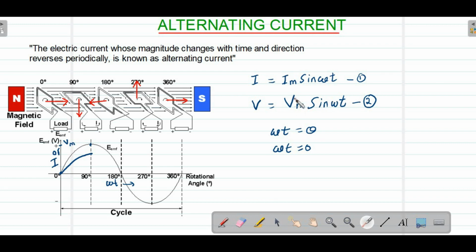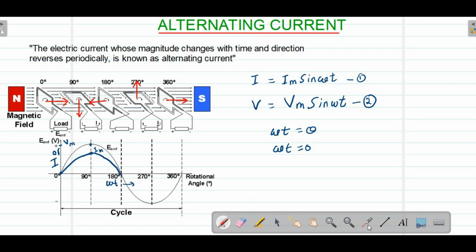At the same time, if I apply the value of omega t 180 degrees in equation 1, current also becomes 0. So we can draw the current gradually from the peak value of current, it will come back to 0. Okay, this value of current is Im, the peak value of current Im, and here this is the peak value of voltage.